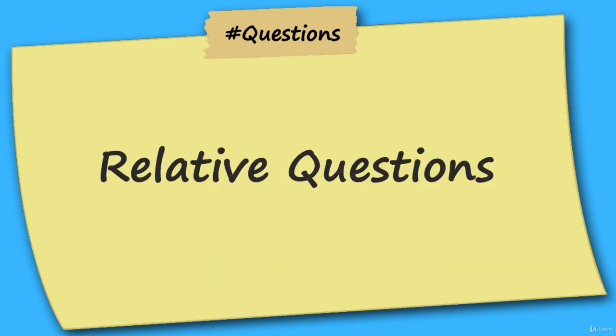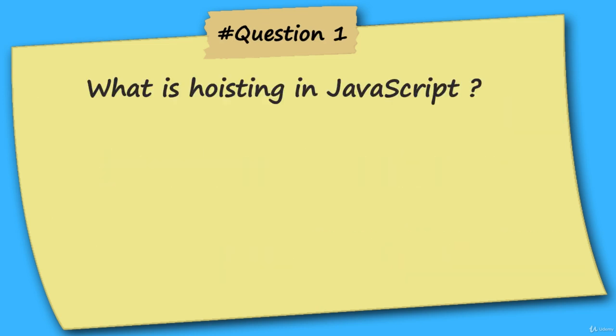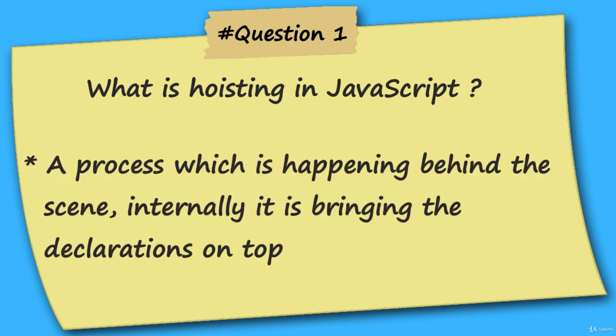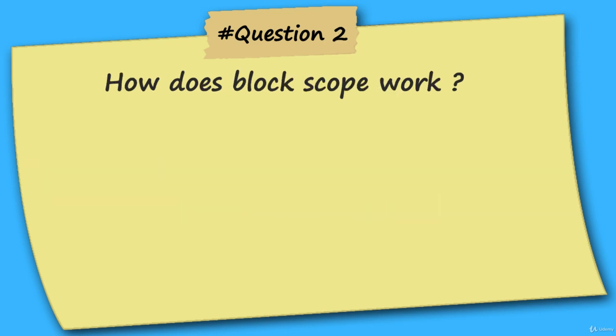Let's discuss related questions on this topic. Question 1: what is hoisting? We have already discussed that it is a process which happens behind the scenes. As a developer, as an end user, we do not see that. Internally, it is bringing the declarations on top. That's what hoisting is. The second question is, how does block scope work?